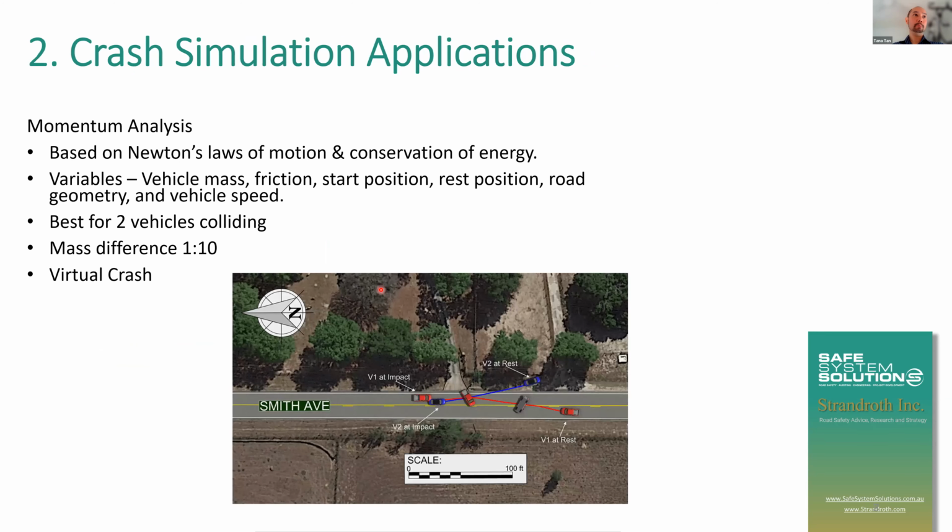So the first one here is momentum analysis, which is really just based on Newton's laws of motion and conservation of energy, which I won't go through because I actually cannot remember off the top of my head. So forgive me for that. The key variables that you generally need for this type of reconstruction are very high level: vehicle mass, the friction between tire and road surface, starting position of the vehicle, the final resting position, the road geometry, and vehicle speed. This is usually best done with single vehicles, or two-vehicle collisions where the mass difference between the two vehicles, two objects, is not greater than 1 in 10.